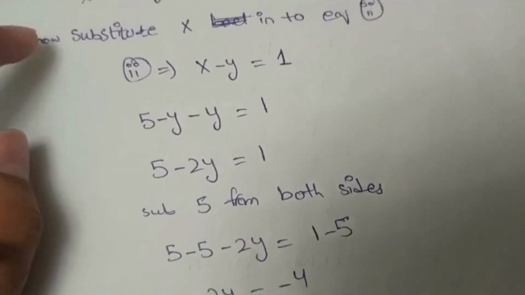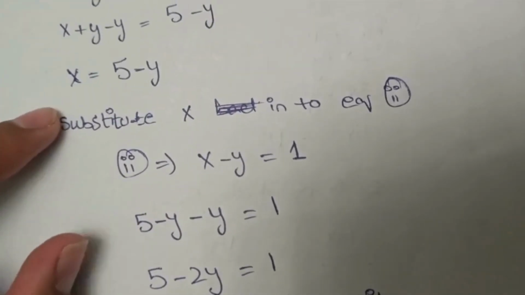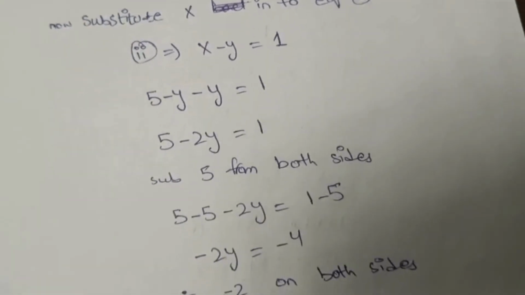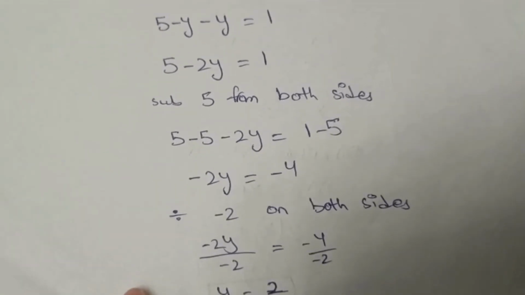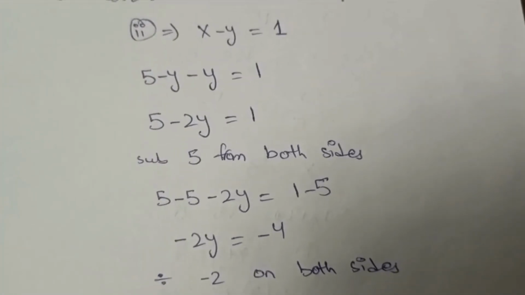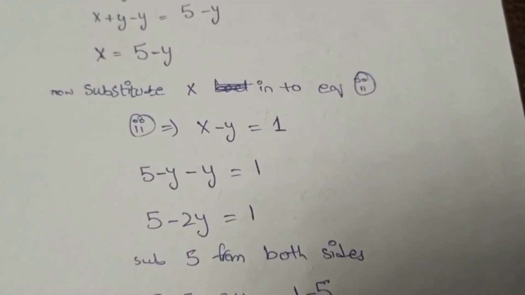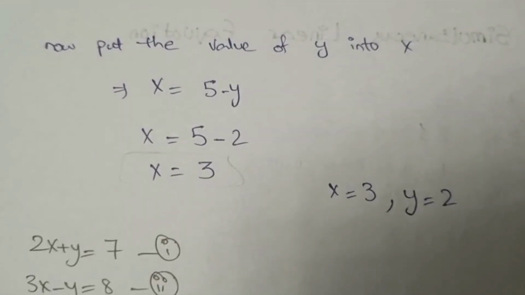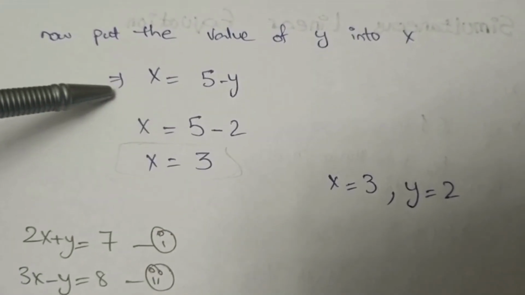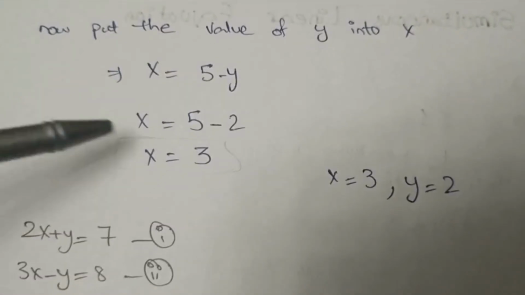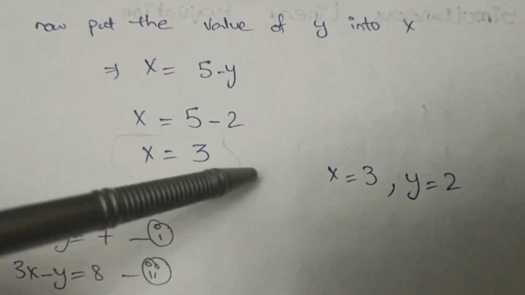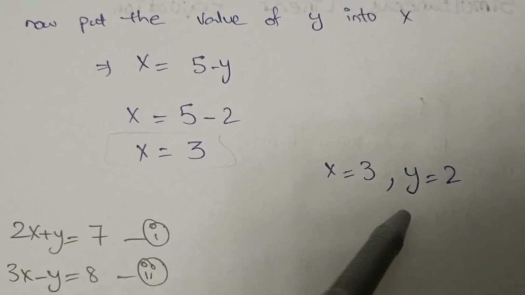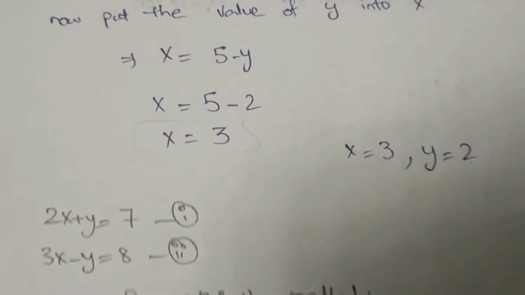Now I had the value of x over here, but it had the variable y in it. So I'm going to substitute the value of y. Now we have gotten y is equal to 2, and put it in our equation of x to get the value of x. So now put the value of y into x. Equation of x was x is equal to 5 minus y. Value of y was 2. So x is equal to 5 minus 2. x is equal to 3. x is equal to 3, and y is equal to 2.